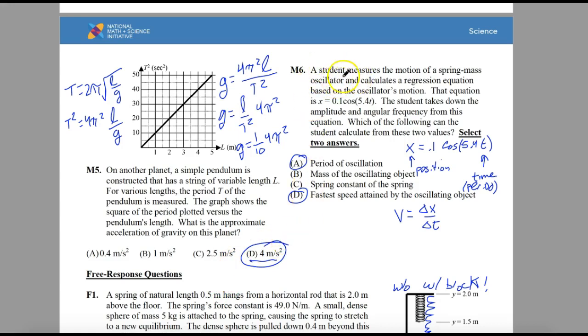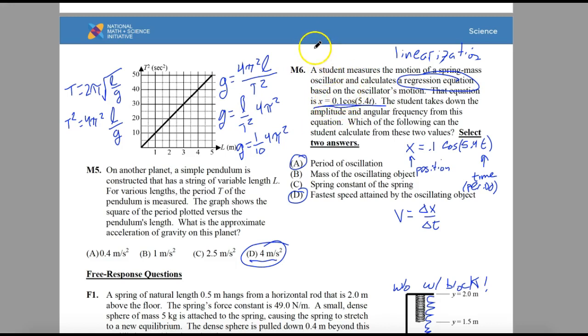The last one, a student measures the motion of a spring mass oscillator and calculates the regression equation based on the oscillator's motion. So all this regression equation junk here, if you've been in stats, you know what it is. It's just what we do when we do linearization. Same thing. And this equation, I know it looks weird, but if you look on your AP Physics equation sheet, you will see an equation very similar to this.